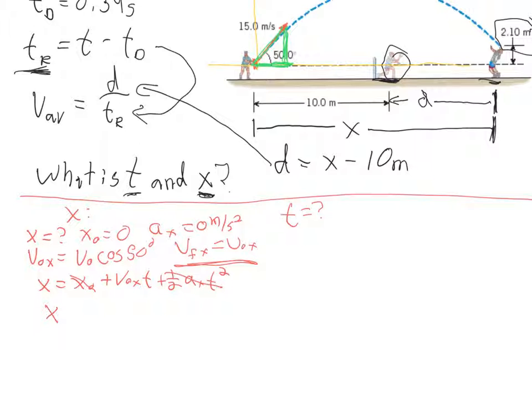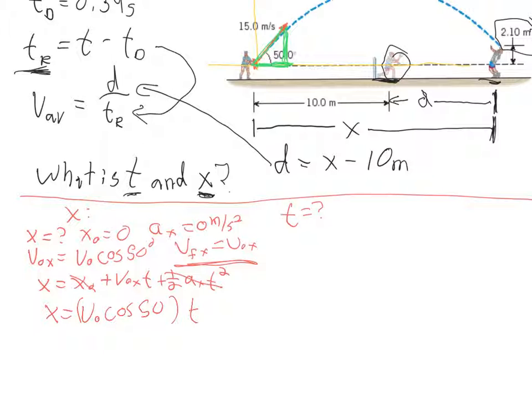So we're just left with x equals v initial cosine of the angle 50 multiplied by time. Cool. Well, not that cool, actually. Since we don't know x and t, those are the two things we want to find. One equation with those two unknowns, not that helpful. So then we have to consider our y direction.